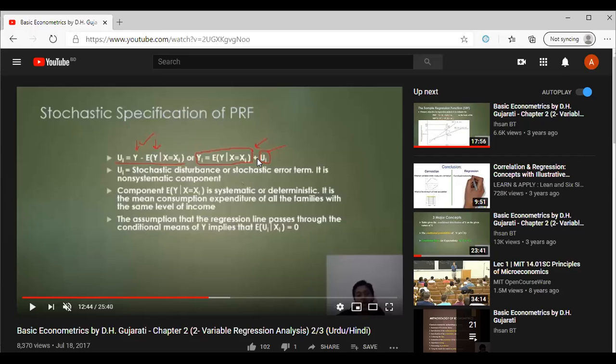So let's say a value 55, x is 80, conditional mean is 65. How do you get y equals 55? You subtract 10 from the conditional mean. What is the conditional mean? 65. What is the y value? 55. How do you get 55? Conditional mean 65 minus 10. Are you with me here? Yes.